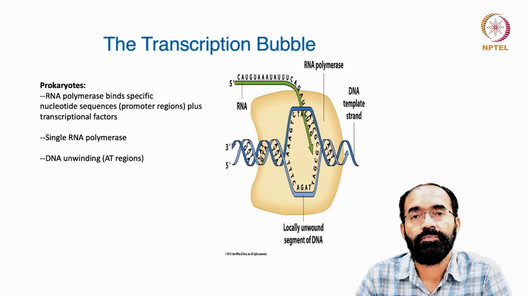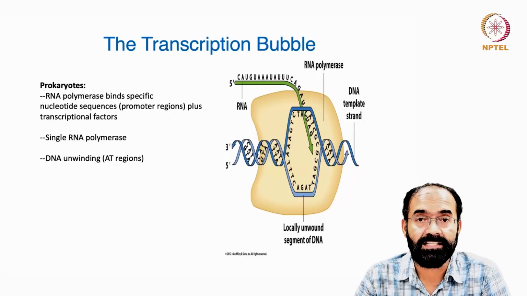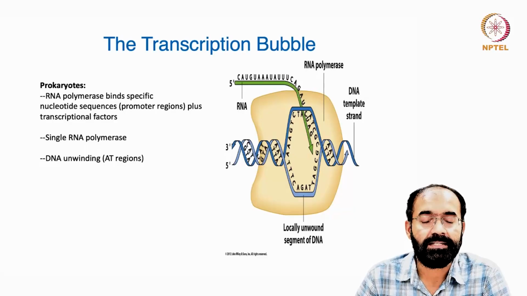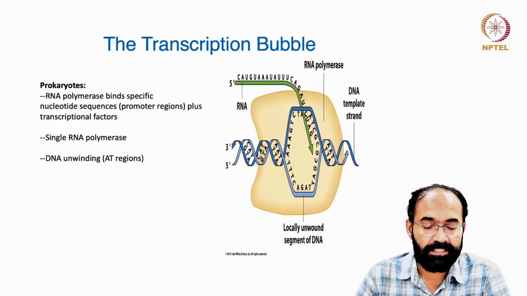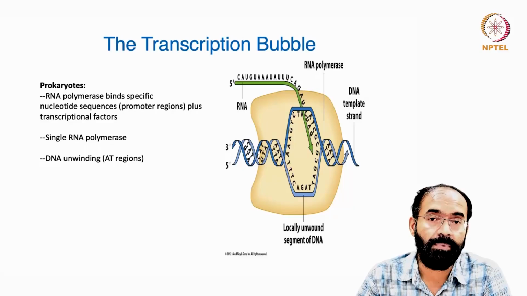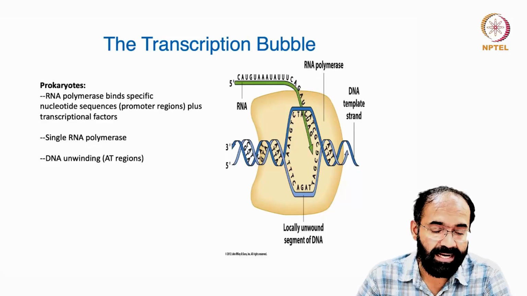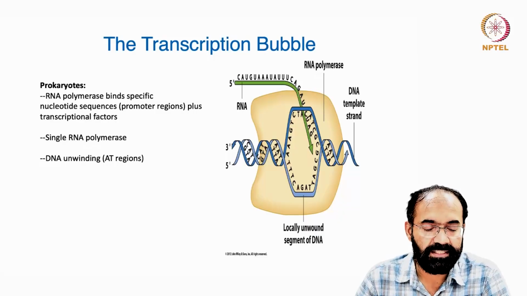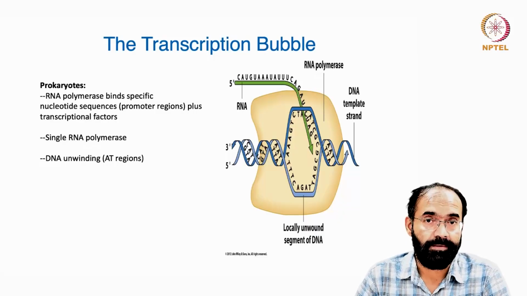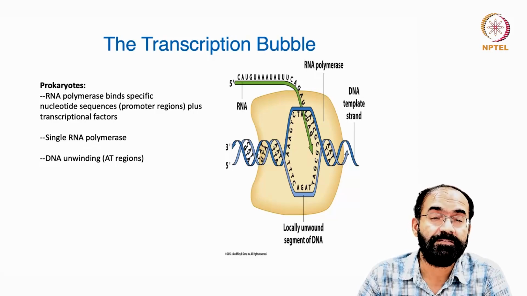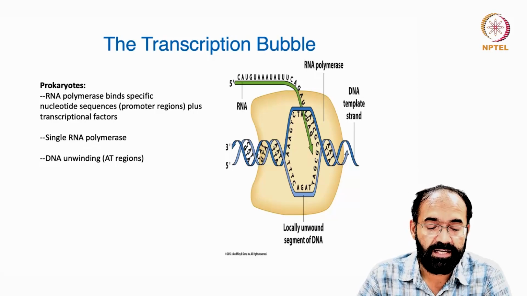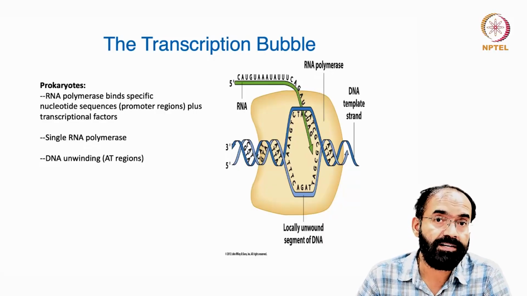And now we will learn more about the transcription bubble. As the name itself indicates, the RNA transcription takes place in the form of a bubble, both in prokaryotes and eukaryotes. So the enzyme responsible for this transcription is called RNA polymerase, that binds to specific loci, specific location, or specific nucleotide sequence. We call them promoter regions or regulatory regions.